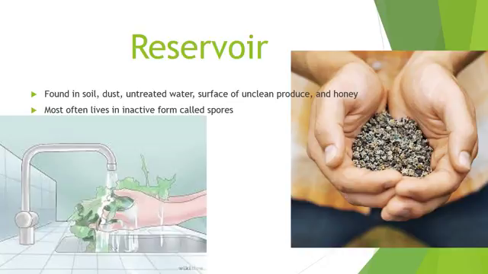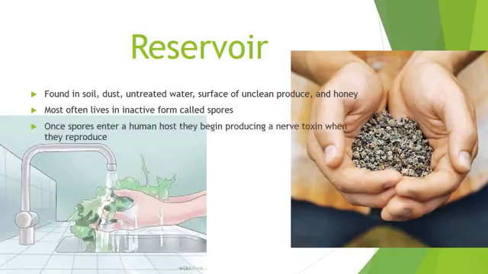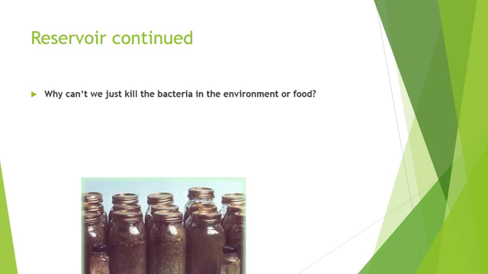But mostly it lives in an inactive form called spores, because the environment is harsh, so they go into, as Stephen called it, a kind of hibernation stage to protect themselves. But once the spores enter the human host or any other environment that's suitable for them, they begin producing the nerve toxins. So this begs the question, why don't we just kill it in the environment then? Well, we can kill it, but the problem is that lots of times people don't take the proper precautions.